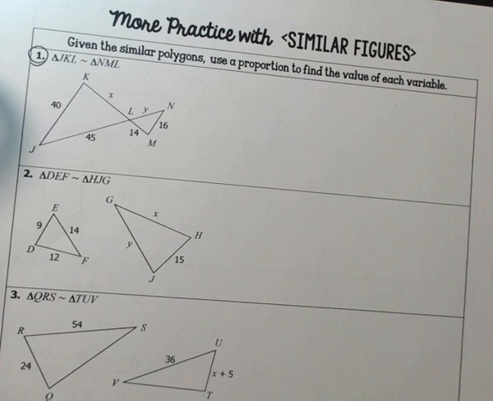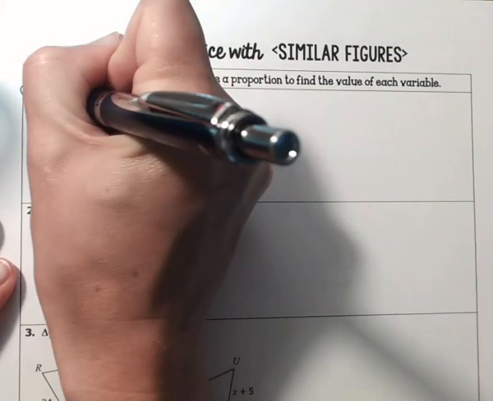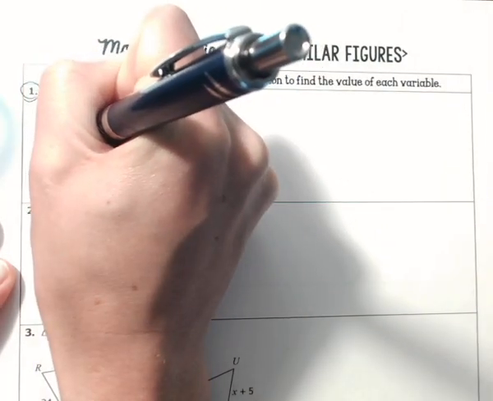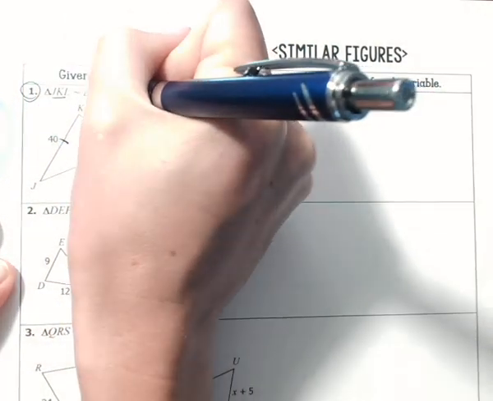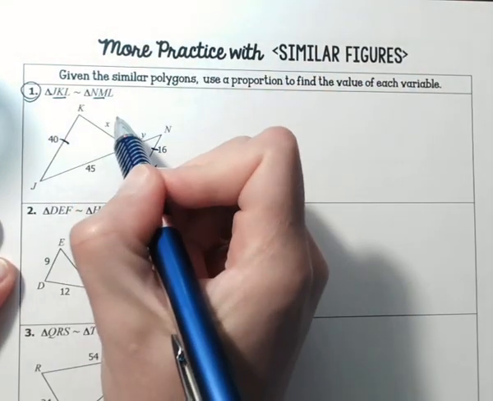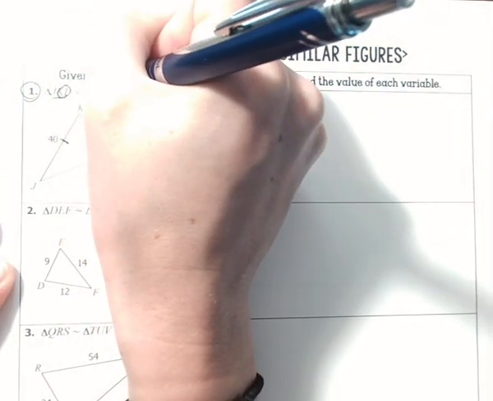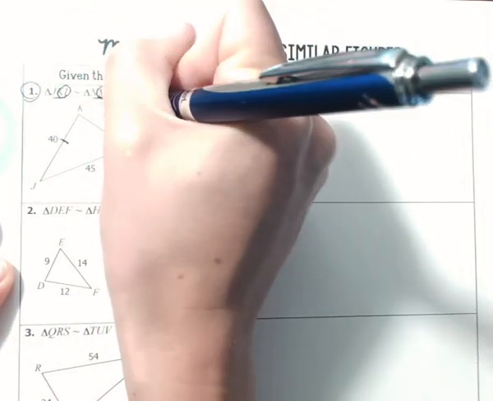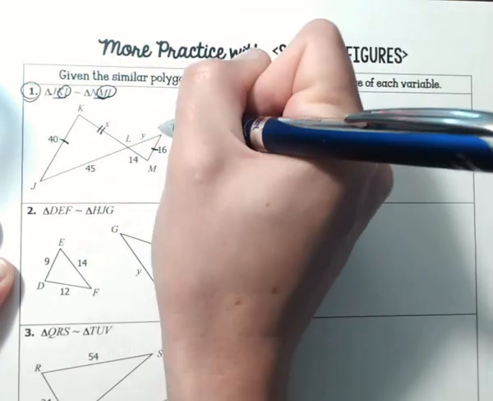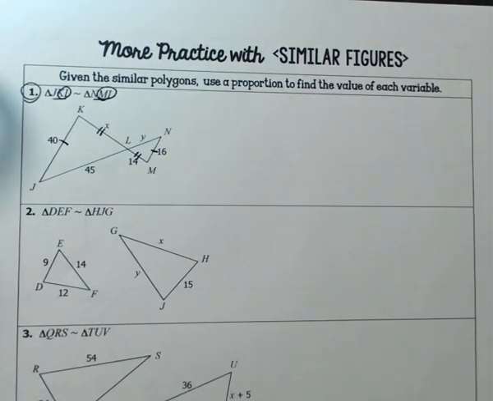So for number one, I'm going to use the lettering at the top to help me set up my ratios. First, let's match up what goes with what. JK, the first side here on the bigger triangle, is going to match up with NM. Then KL will go with the last two letters ML. So KL, which is right here, is going to go with ML, which is down here. You really want to identify what matches up with what.